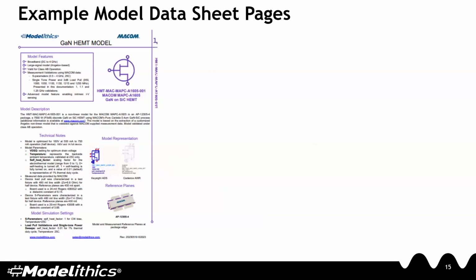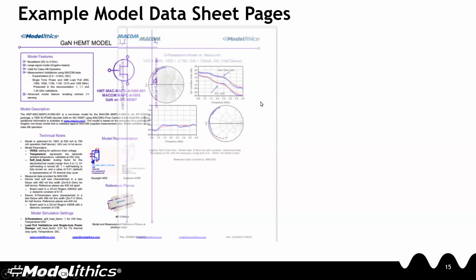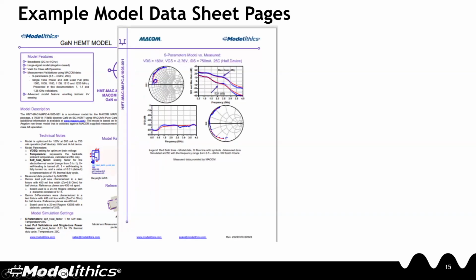Another important aspect of these models is that each model that Modelithics offers comes with its own model information data sheet. And this data sheet will give you all the information that you need to know about the model. You'll see information like the validated frequency range, how the model was developed. It'll talk about the different parameters, and it'll show you modeled and measured data for that particular model.